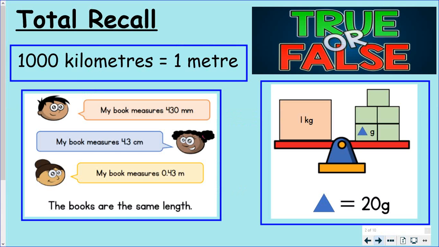Today we're going to be looking at volume, so another branch of measurement. I'm just going to start off with total recall. All of our total recall is true or false today and links to your learning that you did last week.